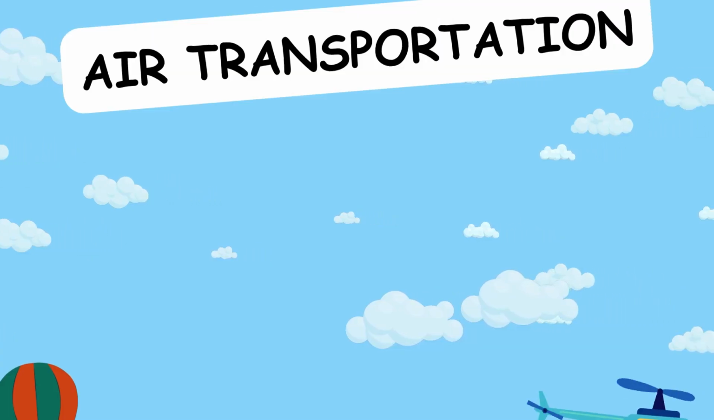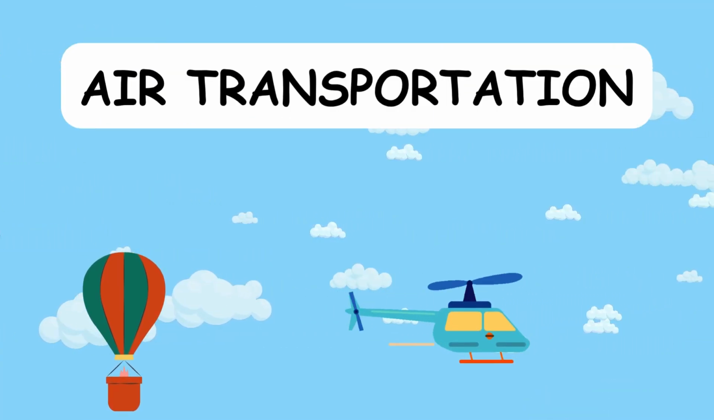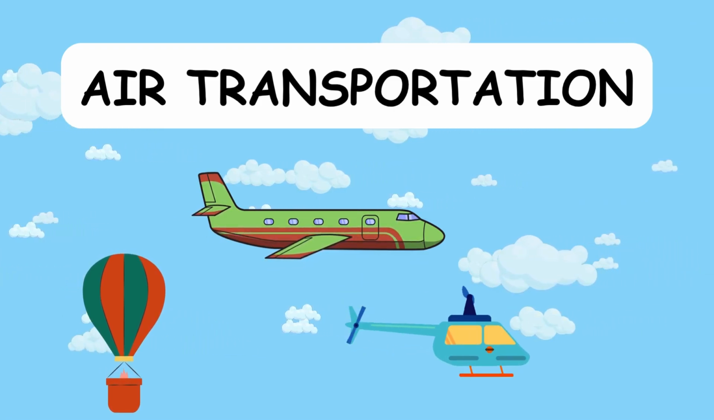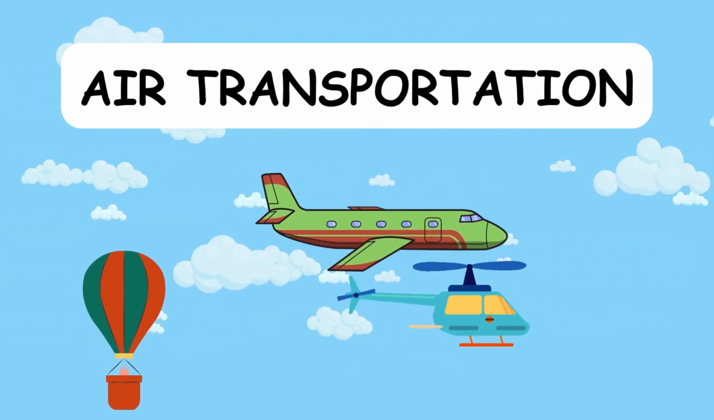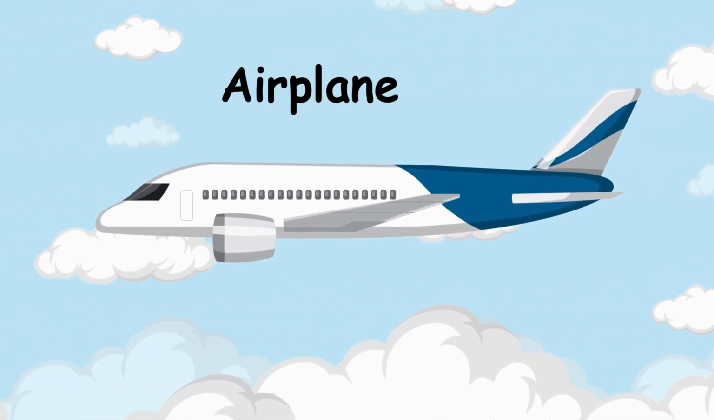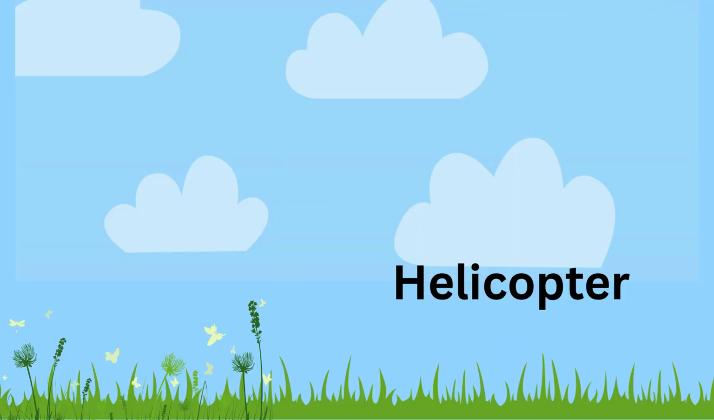Air transportation. Now let's fly into the sky. It's time for air transportation. These are vehicles that travel through the air. Examples: airplane. It flies high in the sky and carries people far away.